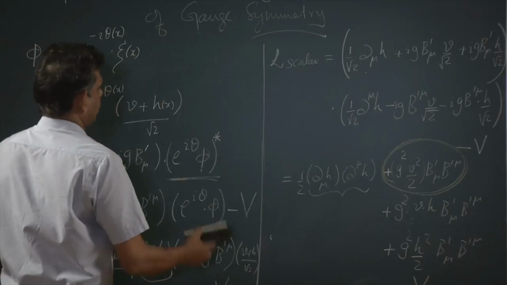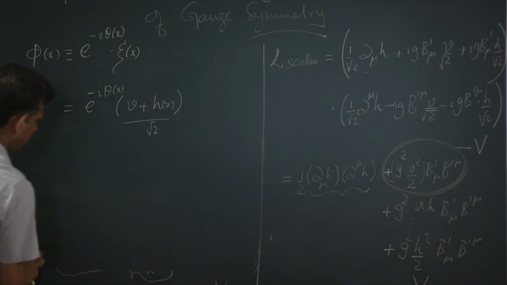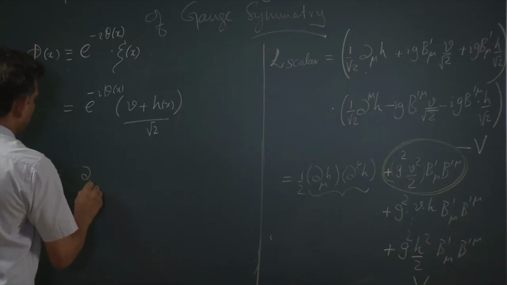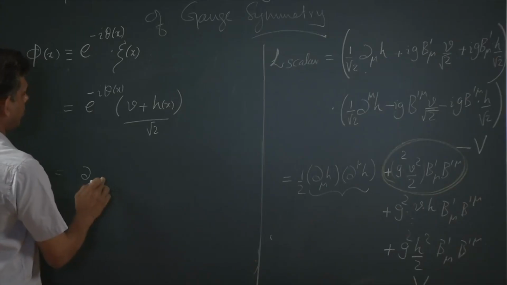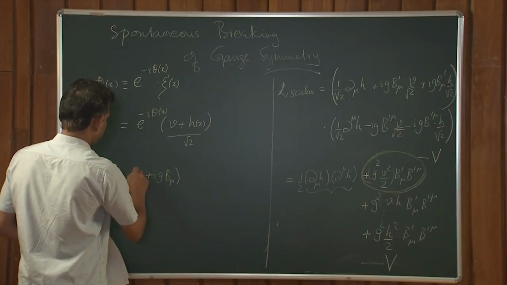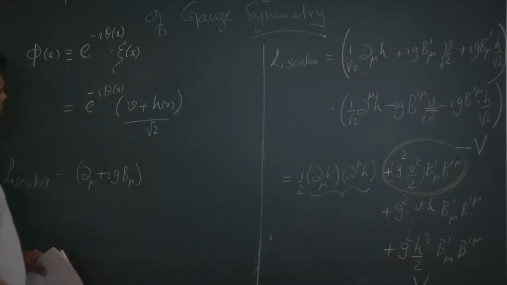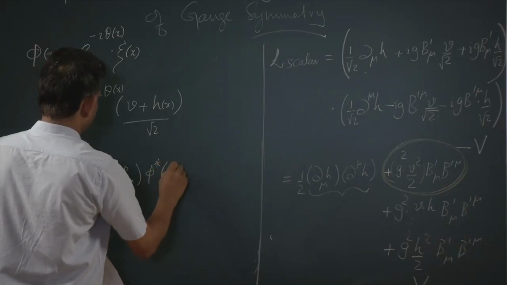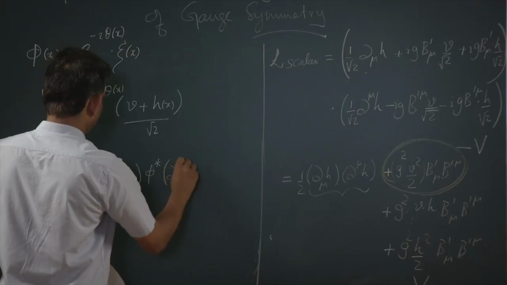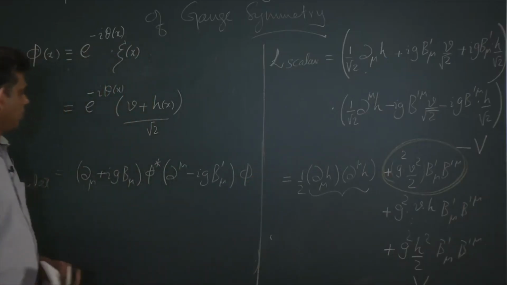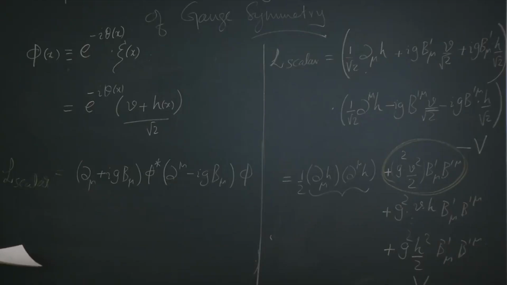look at this once again. Initially, we had a scalar field which is dou mu minus dou mu plus I g b mu, phi, and a V, potential V.